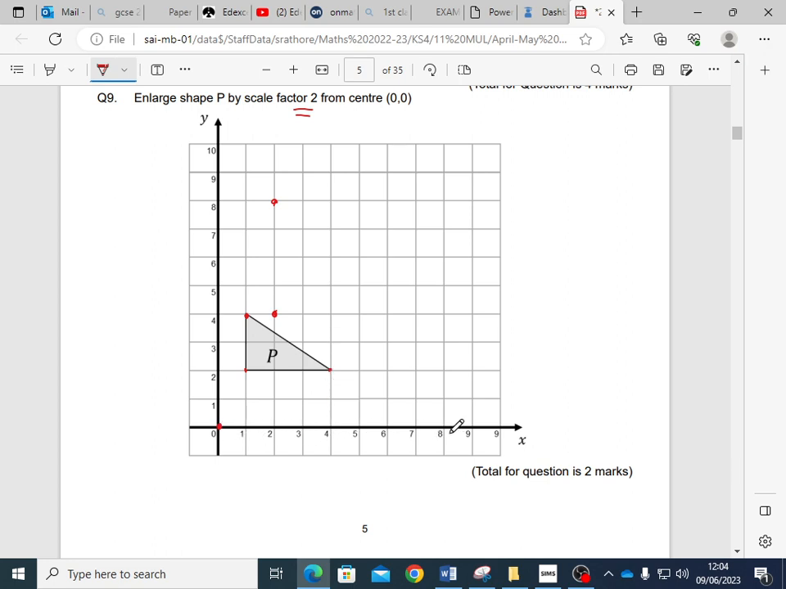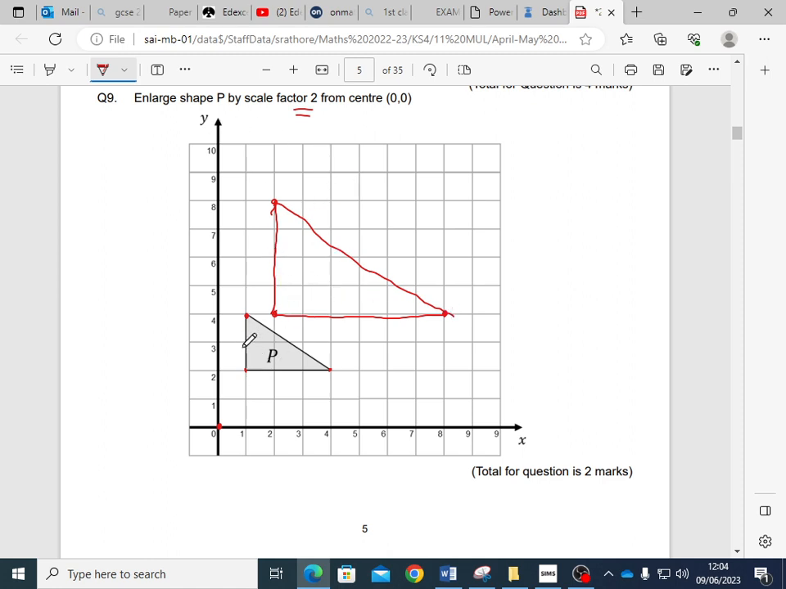Instead of 4, I'm going to go 8. Instead of 2, I'm going to go 4. So those are my corners. Use a ruler, line these points up, line that point up, and then connect those points up with a ruler, and that is my enlargement by scale factor 2.